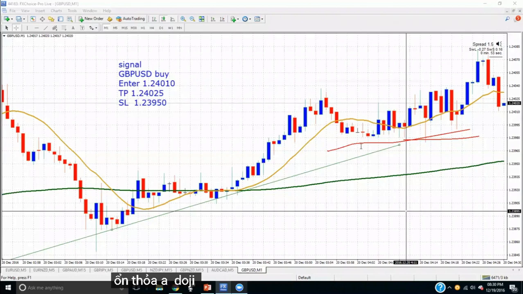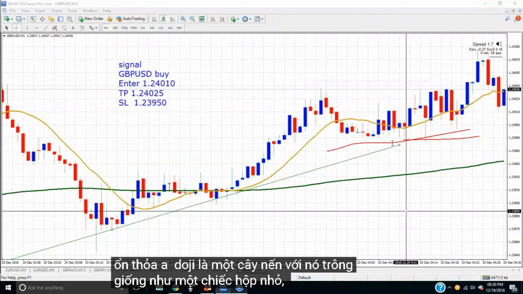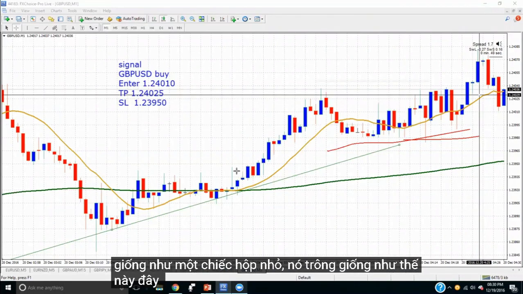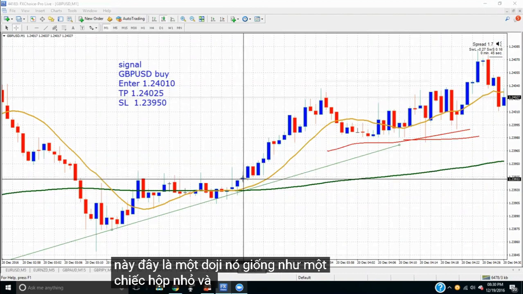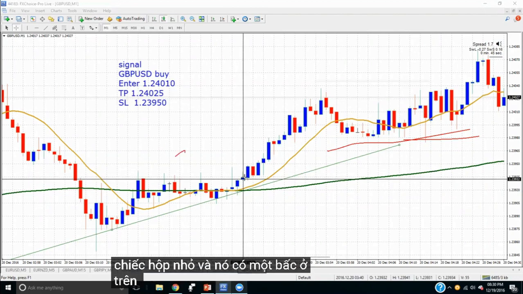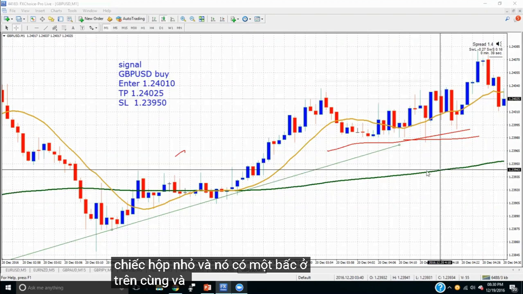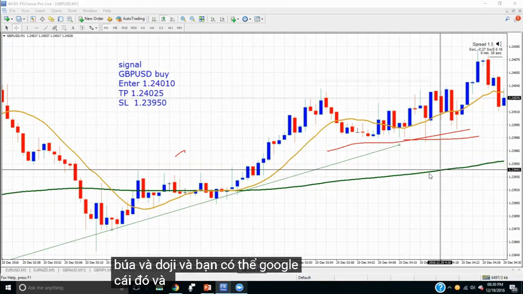Okay, a doji is a candle that looks like a little box. It looks like this right here. This is a doji. It's like a little box, and it's got a wick at the top and a wick at the bottom. There's hammers and dojis, and you can Google that and print it out.